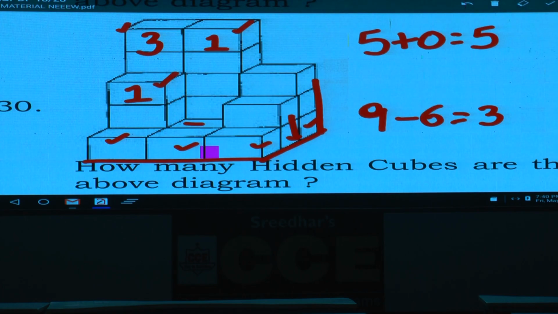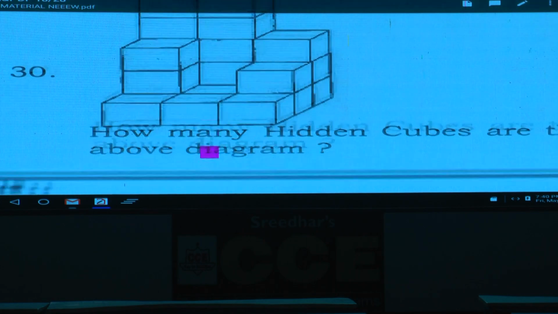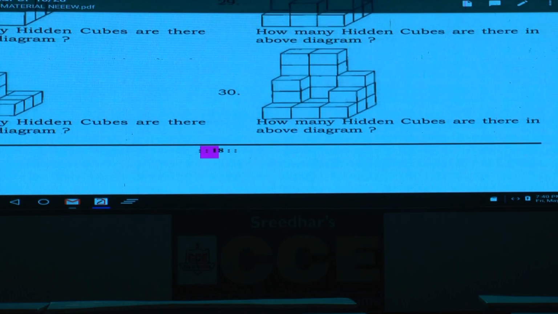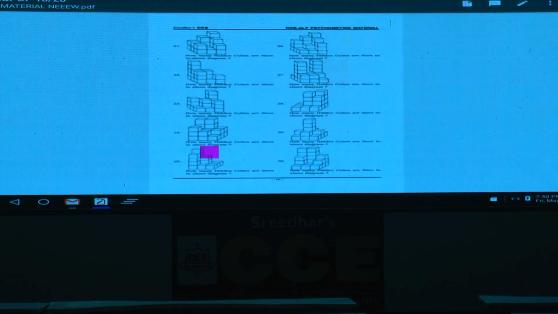Yes. Question number 30. Then 31 to 35. Shall we work out some more? Or is it enough?